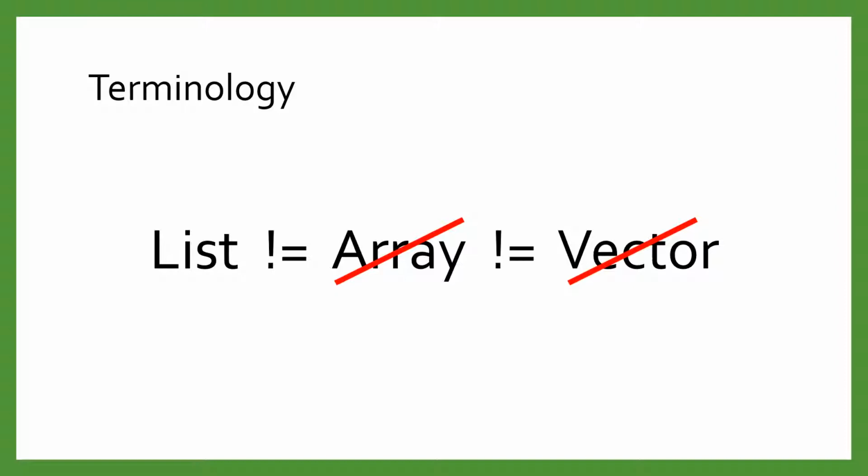Some people will use the words array or vector to describe lists. These are actually slightly different concepts, which we will not cover in this course. Don't be thrown off if someone refers to a list as an array, but never use that word yourself.